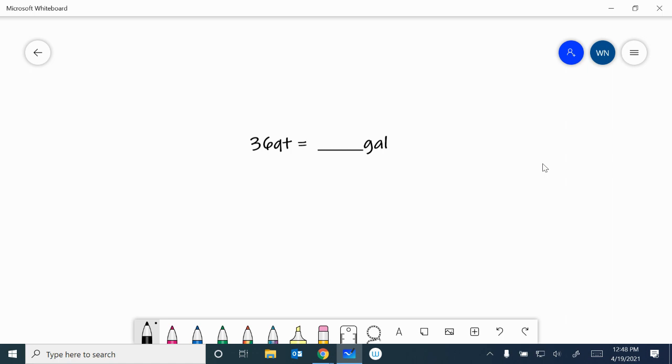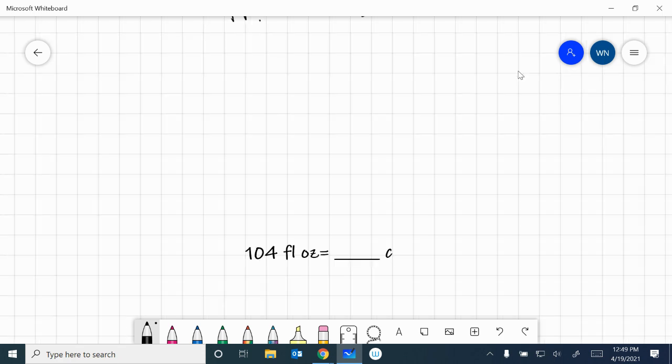36 quarts equals how many gallons? So we know that 4 quarts equals 1 gallon. So if there are 4 quarts to a gallon, all I'm going to do is divide my 36 by 4. We know that 4 can go into 36 9 times. There are 9 gallons that equals 36 quarts. And we can check that by knowing since there's 4 quarts in 1 gallon, in 9 gallons, there's going to be 36 quarts because 4 times 9 is 36. Let's go ahead and try another one.